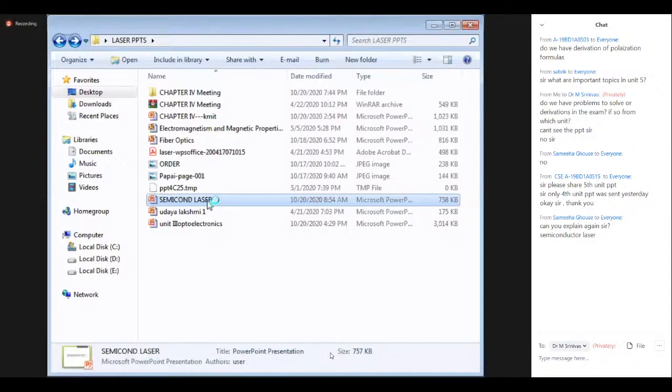Semiconductor laser. See, I am unable to show the PPTs here because they are not my PPTs. They have been sent by someone else. We are available in the college regularly. If you can make it one day for half an hour or so, then I will be able to clarify your doubt. Throughout this week and next week also, we are available in the college.